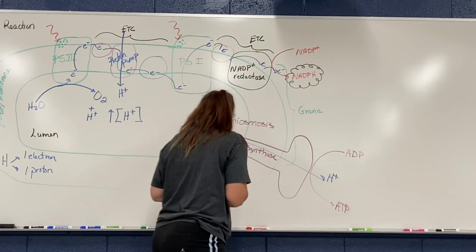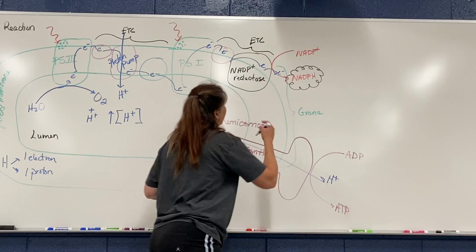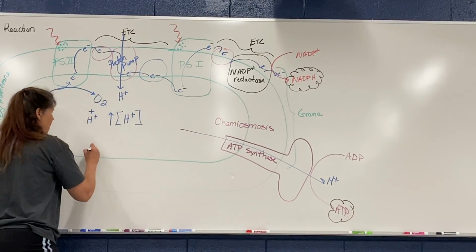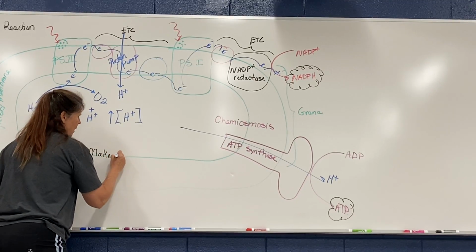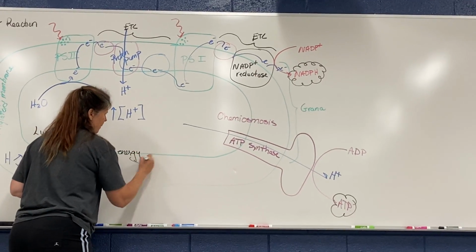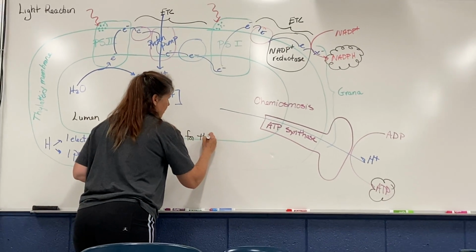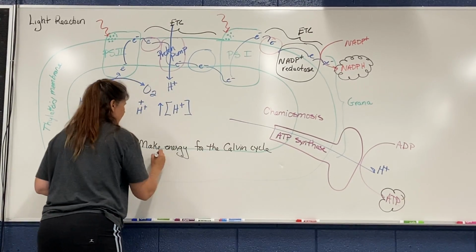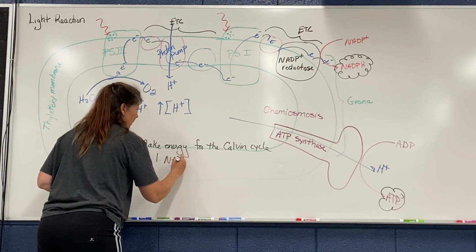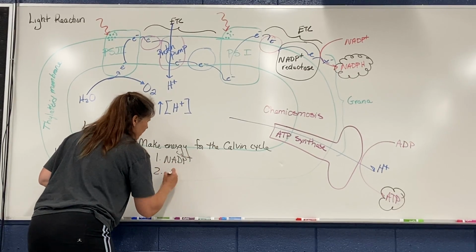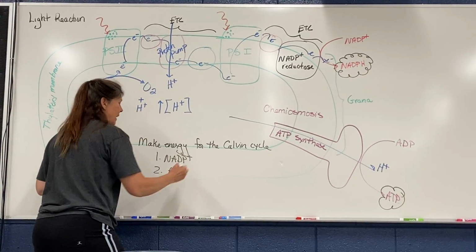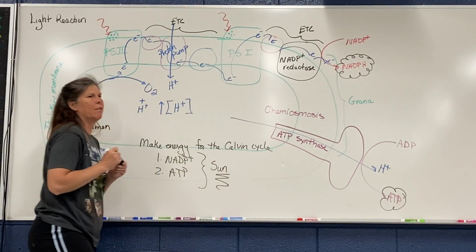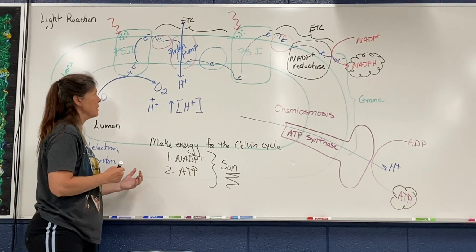All right, so we have two products from the light reaction, and that was our goal. Our goal was to make energy for the Calvin cycle. And the type of energy we made was, first we made NADPH, and the second was ATP. And again, this was all made possible by the sun. So the sun drove the energy for this process.